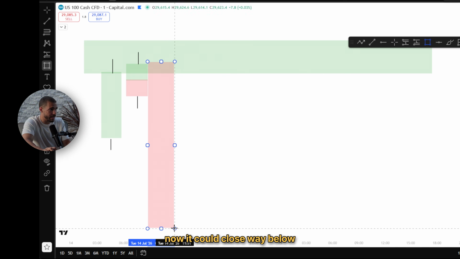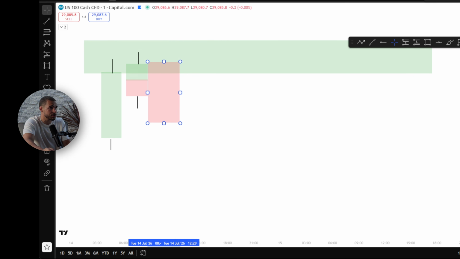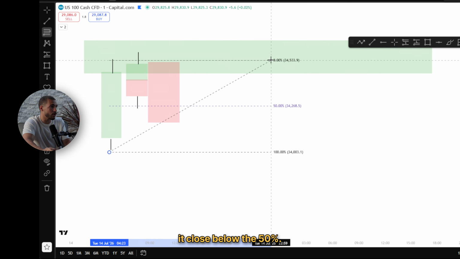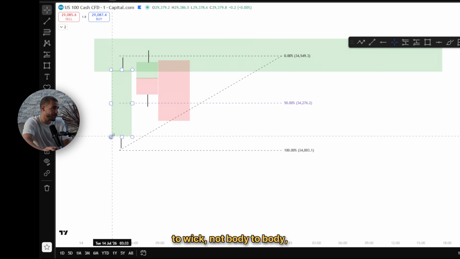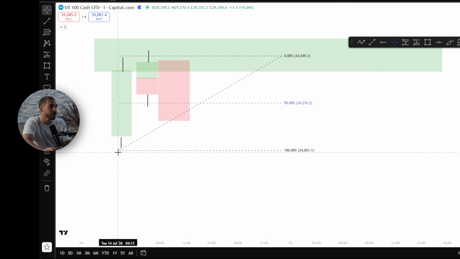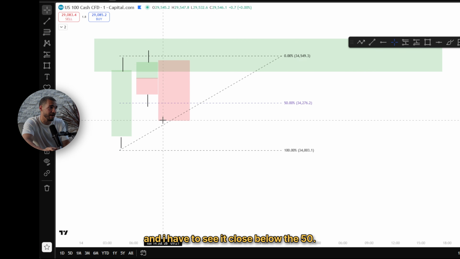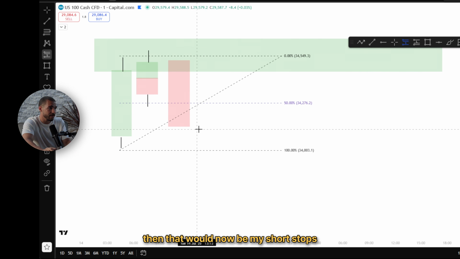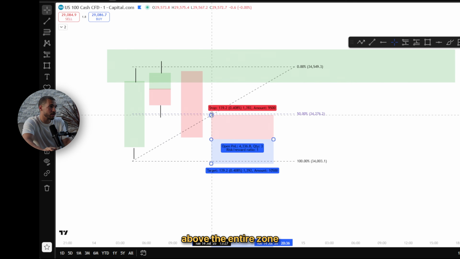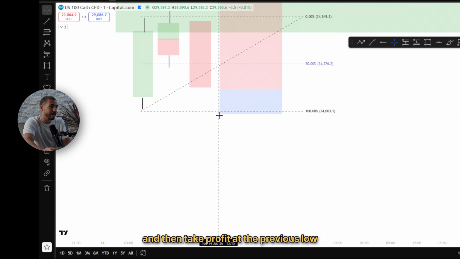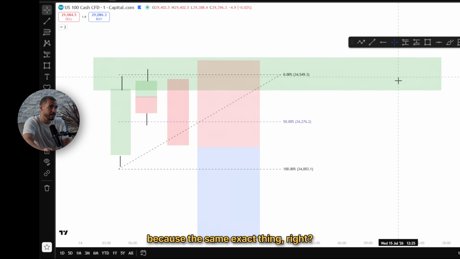Now it could close way below it, but all that really matters for this is that we see it close below the 50%. So I draw these from wick to wick, not body to body, not body to wick. I draw wick to wick on that candlestick and I have to see it close below the 50. Then that would now be my short, stops above the entire zone, and then take profit at the previous low, because the same exact thing, right?